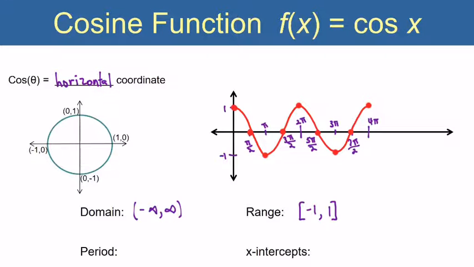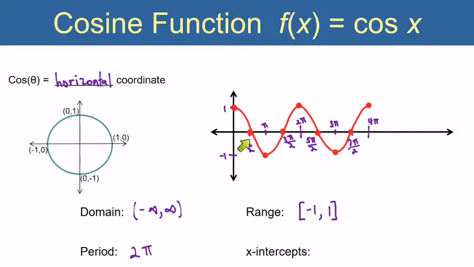And the period is how many radians it takes to get from the beginning of one cycle to the beginning of the next cycle. And so we see here that the period is 2 pi. And that makes sense because you have to go all the way around the circle to complete one period.